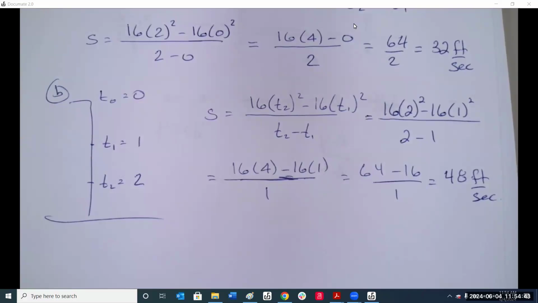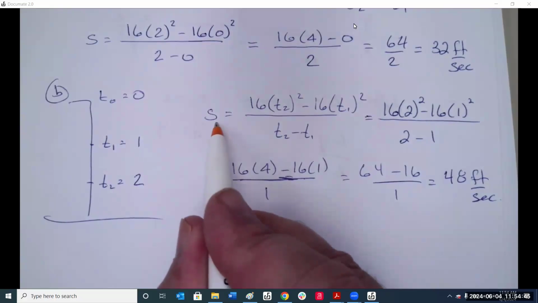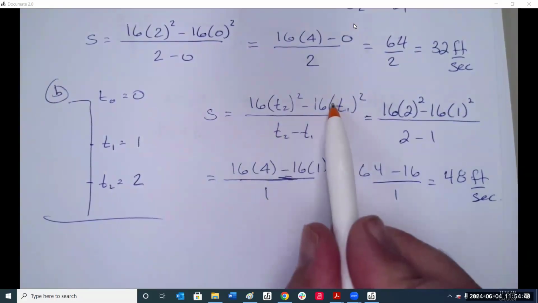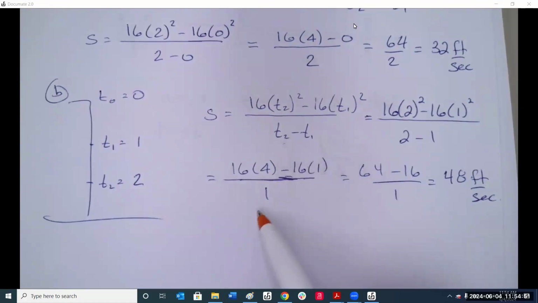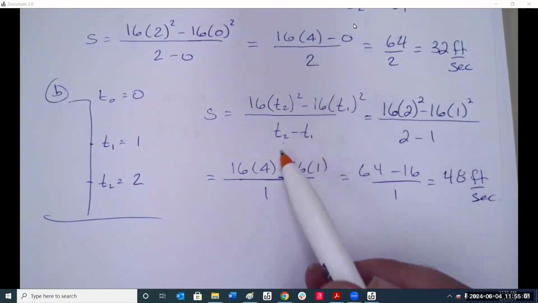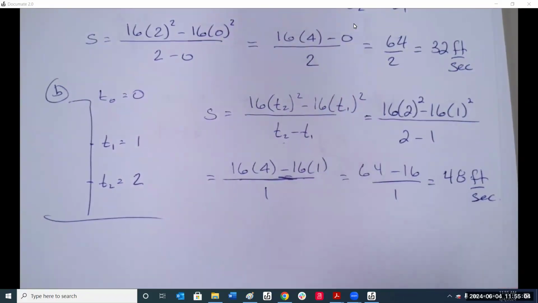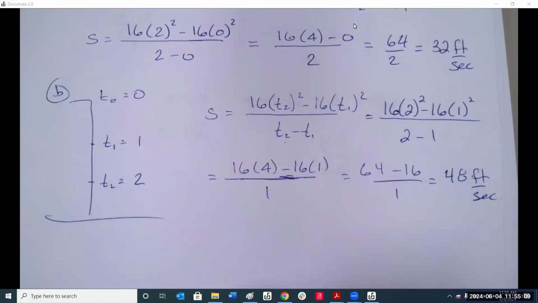The difference is speed is change of distance over change of time. Velocity is a change of speed over change of time. Speed is distance over time. Velocity is speed over time. Acceleration is change of velocity over time. And we're going to look at those in depth when we start doing the calculations part of this course.